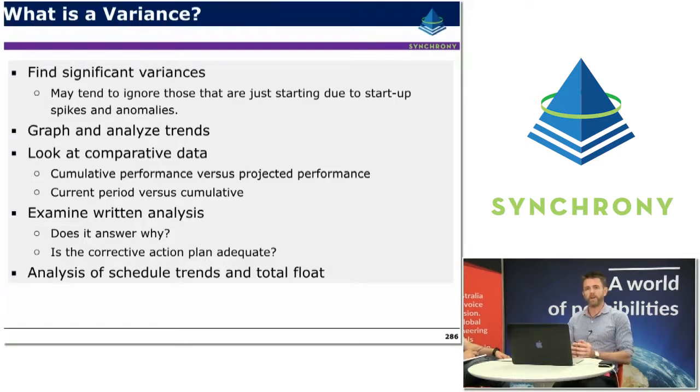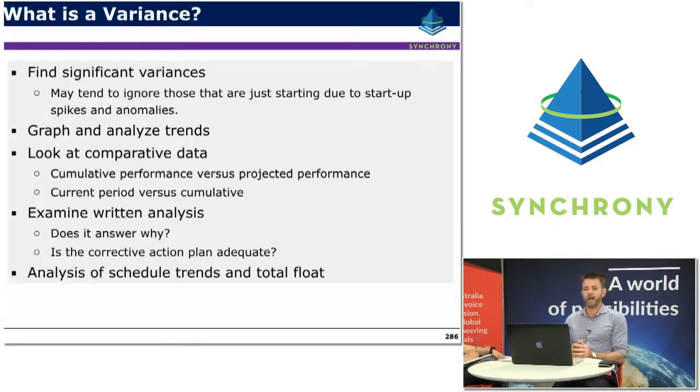By identifying variances, it also helps us to graph and analyse trends and patterns in performance and look at comparative data. So we can compare cumulative performance versus the projected performance and say, okay, is that realistic for us to be projecting that type of performance? And we can also compare current performance versus cumulative. Okay, so we went particularly well this month compared to the past. Why is that? And understanding that and helping that to drive future decisions.